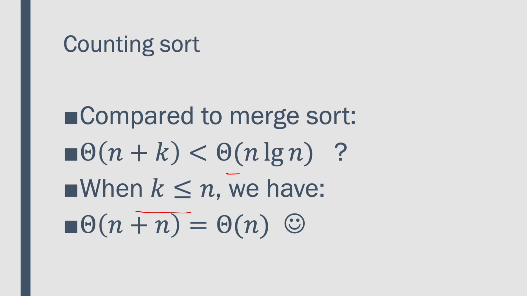Well, in simpler terms, counting sort outperforms merge sort when the range of values k is small relative to the size of the data set. When k is less than or equal to n, we have big O n plus n, which is equal to big O n, which is linear time. So this is significantly faster than merge sort, especially for large data sets.